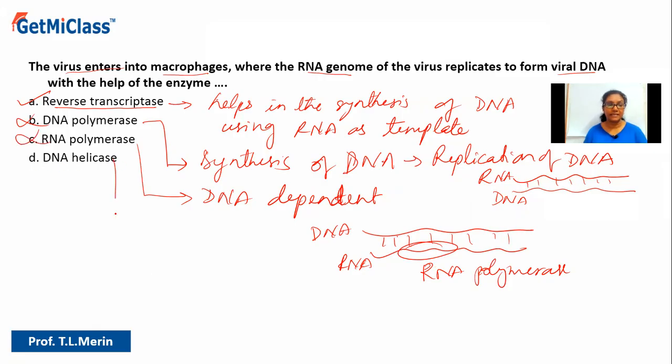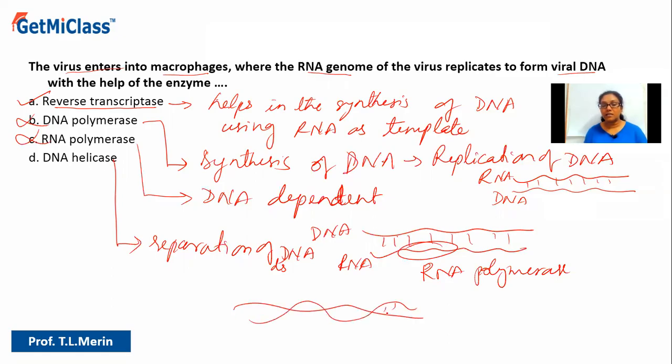Now option D says helicase. Helicase is used in separation of the DNA strands, of the double-stranded DNA. Suppose you have double-stranded DNA like this. Okay, and these are of course bonded by hydrogen bonds, right? Between these nitrogen bases. And this helicase will bind to the DNA and will break this hydrogen bond, and that's why it will separate the two strands. But this is not involved in the replication process. That means it doesn't form the DNA or synthesize the DNA. Hence it is ruled out.